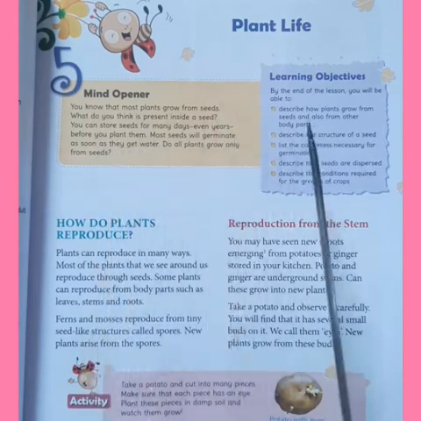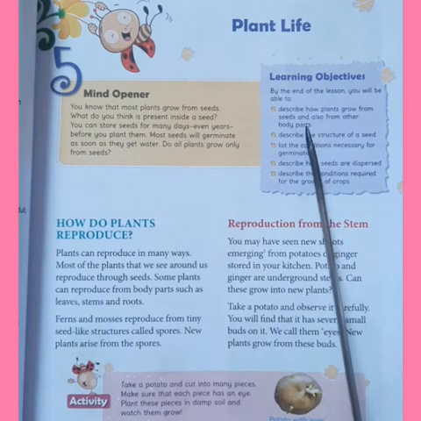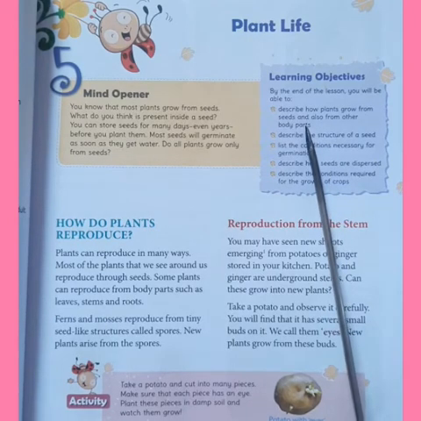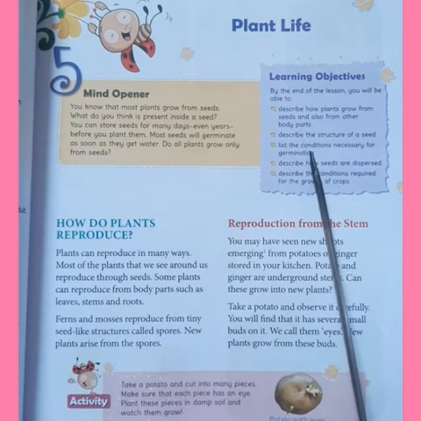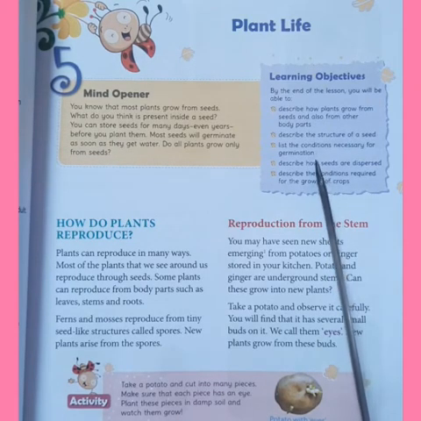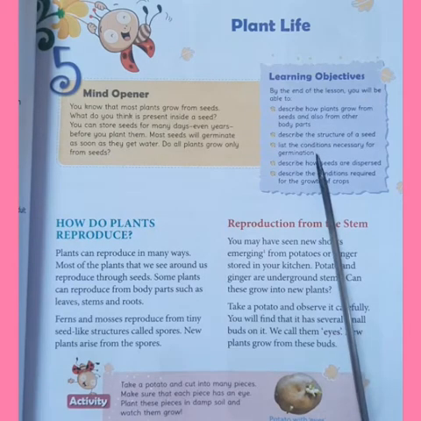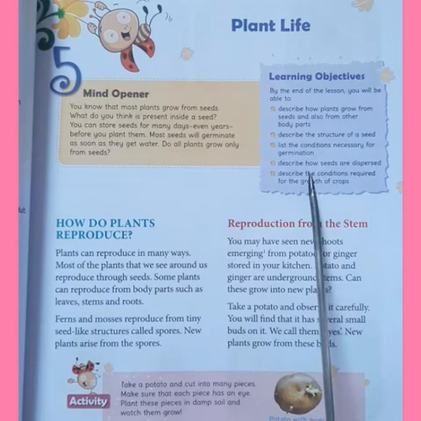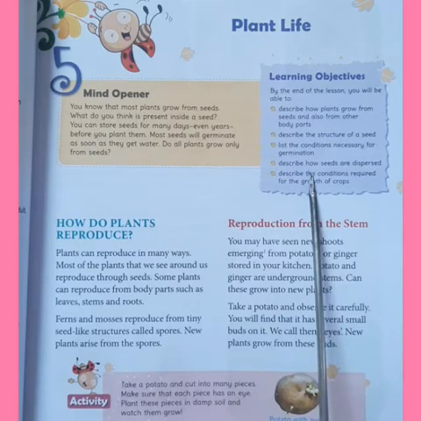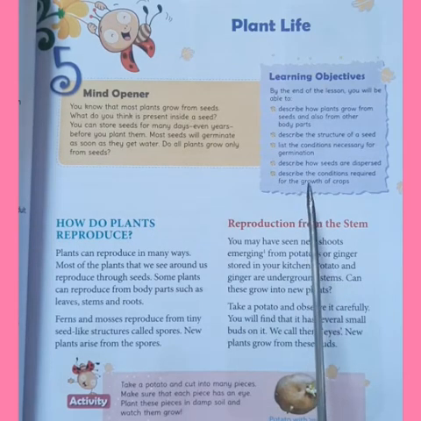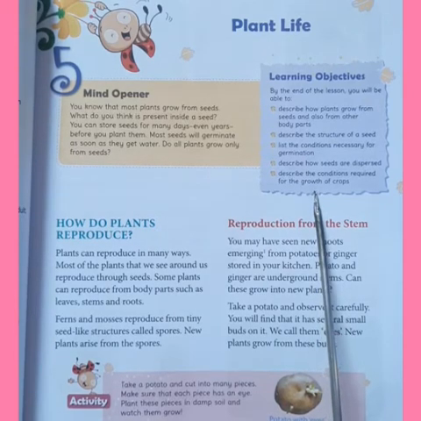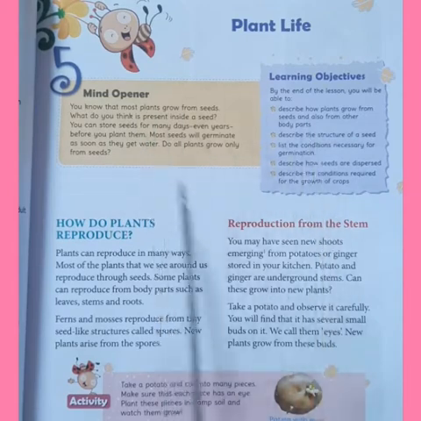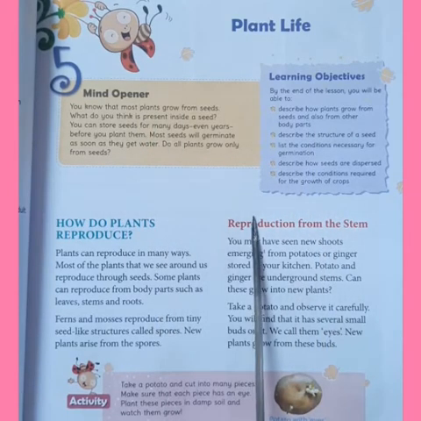From this lesson, you will be studying how plants grow from seeds and also from other body parts. You will study the structure of a seed. You will list the conditions necessary for germination of the seeds. You will describe how seeds are dispersed, and you will study the conditions required for the growth of crops. All this you will be studying in this lesson.